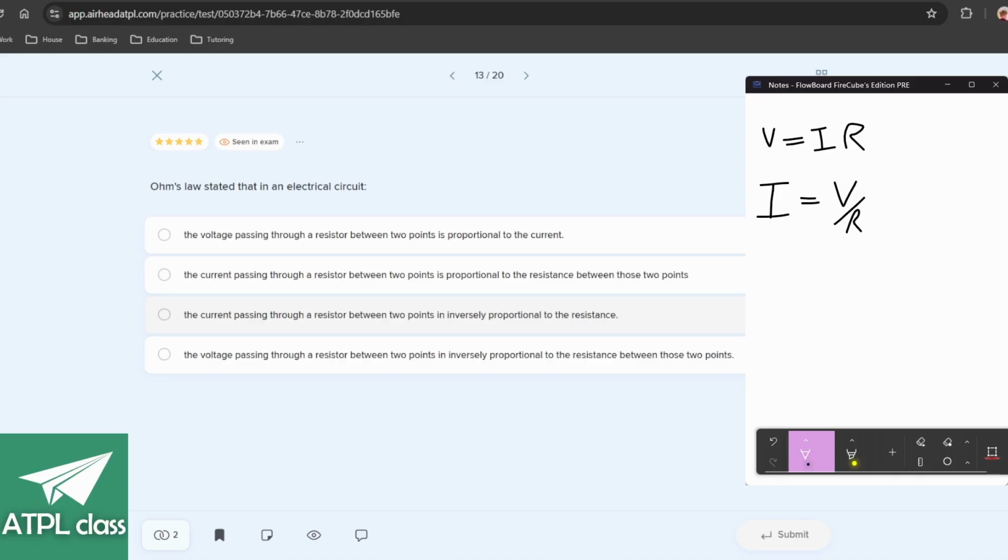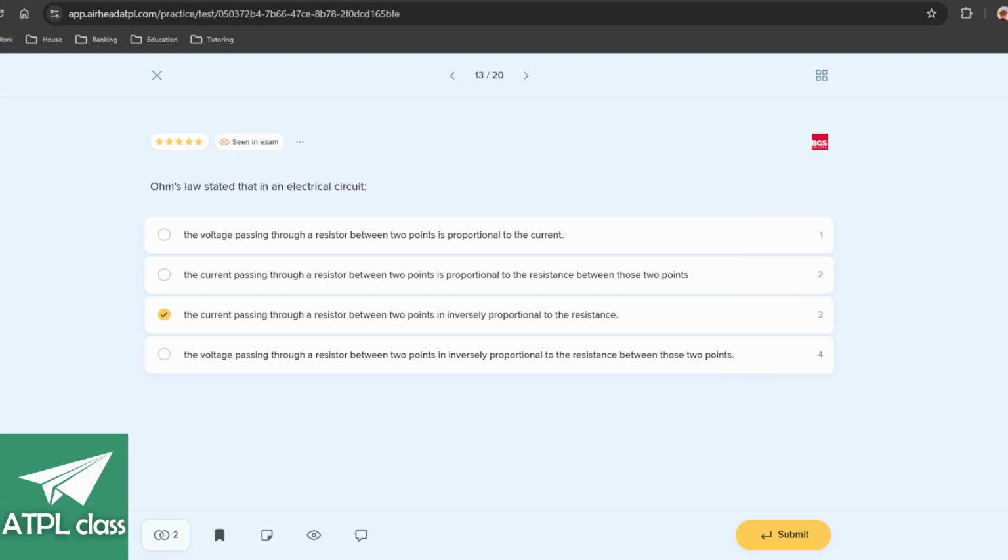That makes sense to me. The voltage passing through a resistor between 2 points is inversely proportional to the resistance in those 2 points. No, the current passing through a resistor between 2 points is proportional to the resistance. No, if there's more resistance, there's less current. So I'm going to go for this one here.